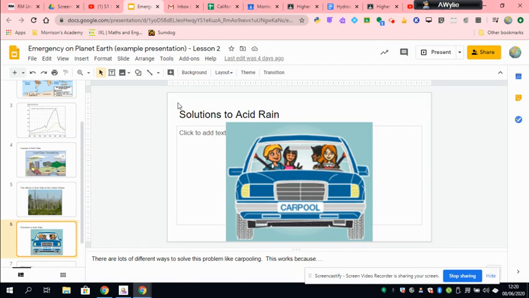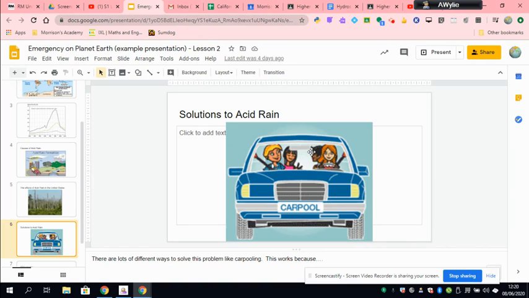Okay, your final task is the solutions of acid rain. So here you're being asked to describe at least two, if not more, solutions, and then explain how they work. How will they help solve the problem that you're studying? So if we look at acid rain, one solution could be to carpool. That is where people driving to work share their cars.